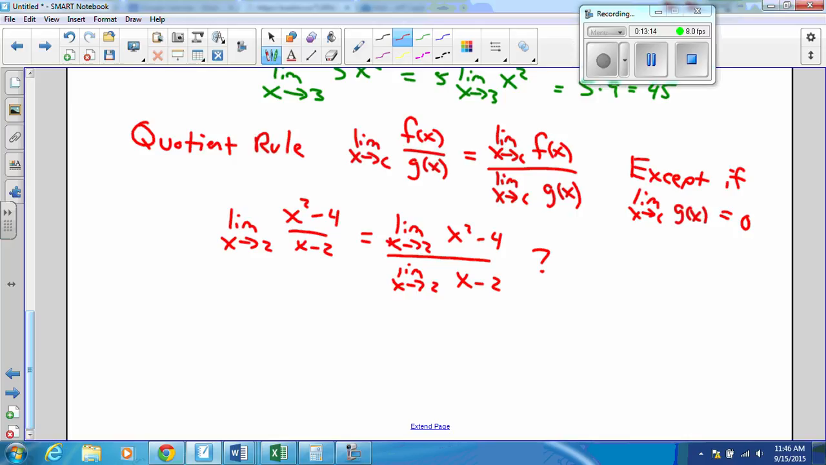Can I use the quotient rule like this? Take a look at that denominator. What's it going to go to? 0, linear function, directly substitute. The quotient rule does not apply. The quotient rule is actually false for that case.